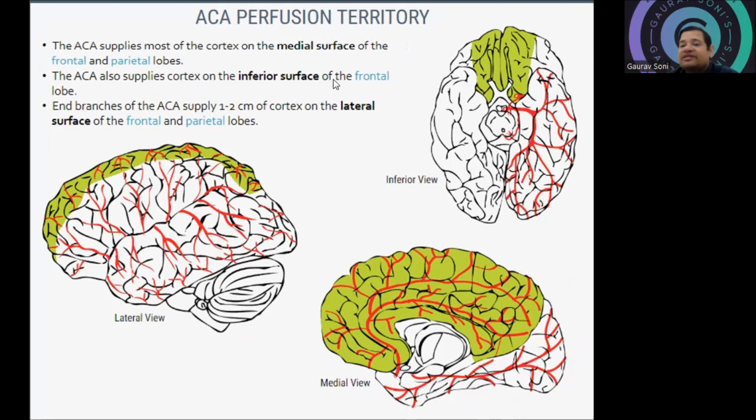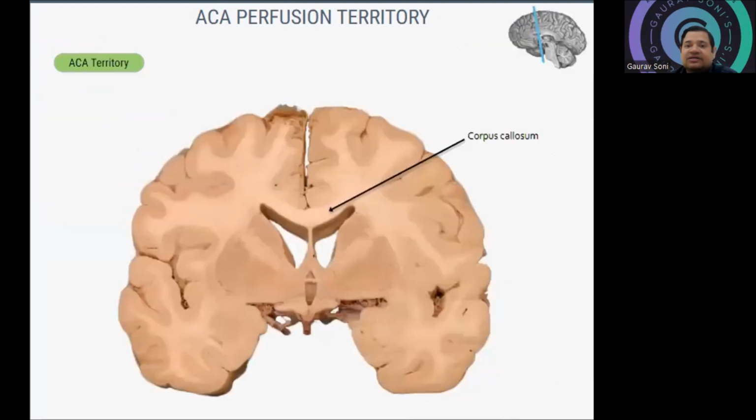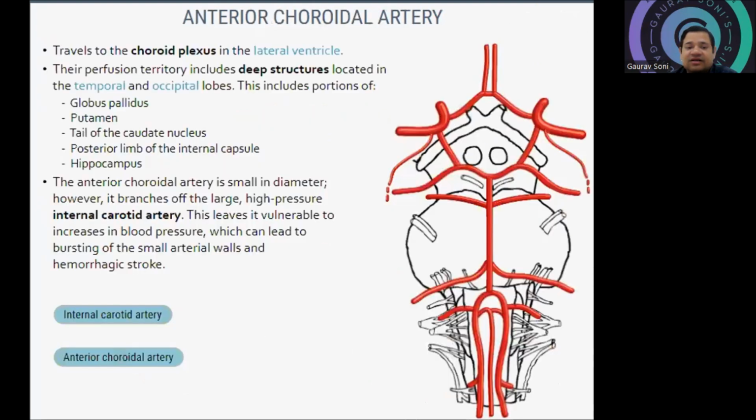It also supplies the inferior surfaces of the frontal lobe, and end arteries also supply the lateral surface of frontal and parietal lobes. So mostly the frontal and parietal lobes will be supplied by the anterior cerebral artery. If you want to see the territory, it is basically towards the corpus callosum and frontal parts. Then there is the anterior choroidal artery.